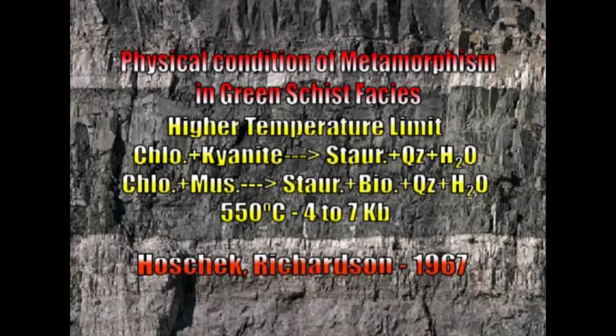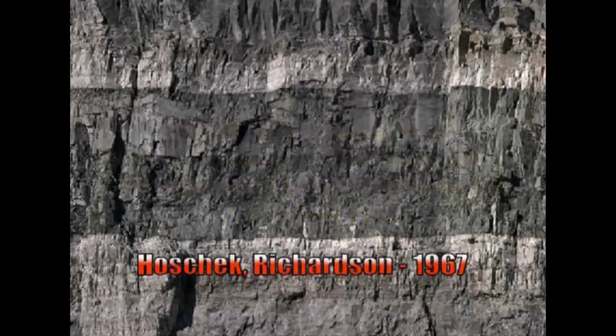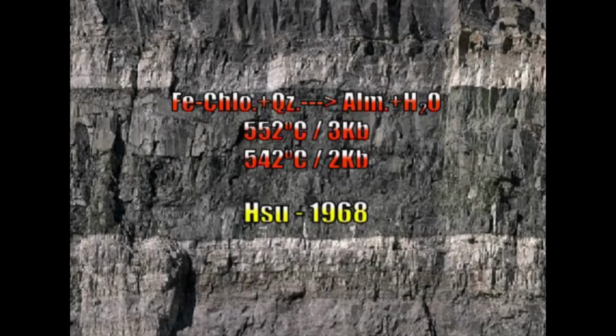The investigation of these reactions by Hoschek in 1967 and Richardson in 1967 have yielded an equilibrium temperature of approximately 550 degrees centigrade at 4 to 7 kilobar water pressure. Further, almandine is a common and important mineral in the upper limit of greenschist facies. The garnet is formed by the breakdown of chlorite: Fe-Mg chlorite plus quartz give rise to almandine plus water. This reaction was carried out by Hsu in 1968 at 552 degrees centigrade 3 kilobar, 542 degrees centigrade at 2 kilobar.